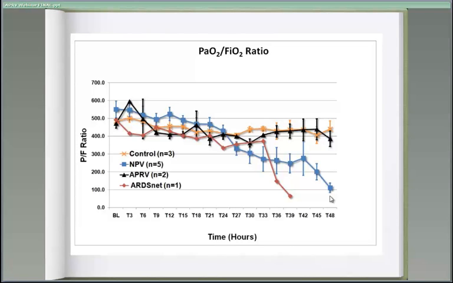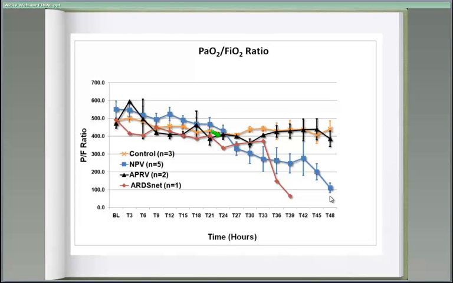And here's some of the information. Now we've added to this, and I apologize we haven't updated the slide here. So we have another ARDSNet pig, and we have another APRV pig. Let me just explain what these groups are. Control is for the duration of the experiment, and these animals are just ventilated. We have the non-protective ventilation, which is this line here, and these are low PEEP, 10 ml per kg tidal volume, and we have the ARDSNet group, and the black is the APRV group.